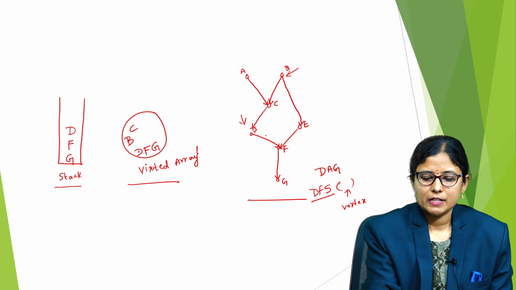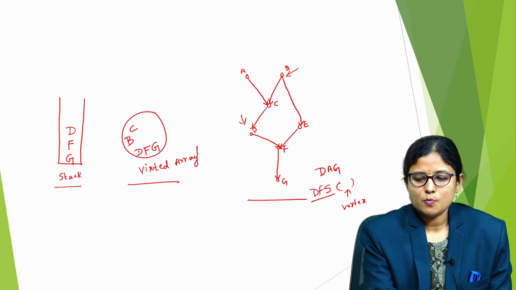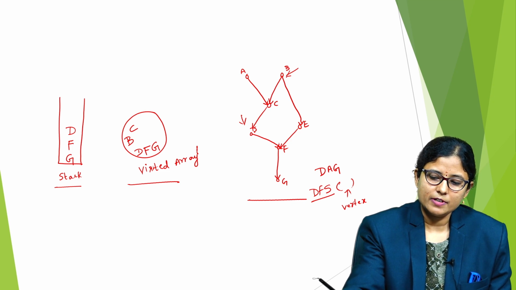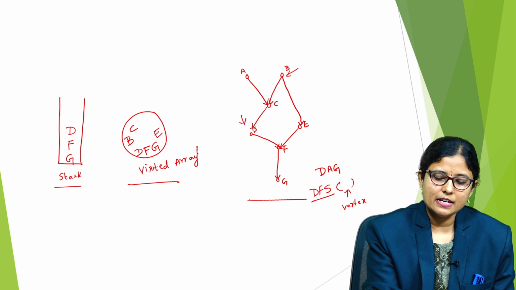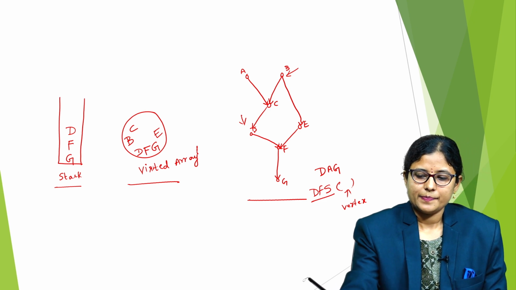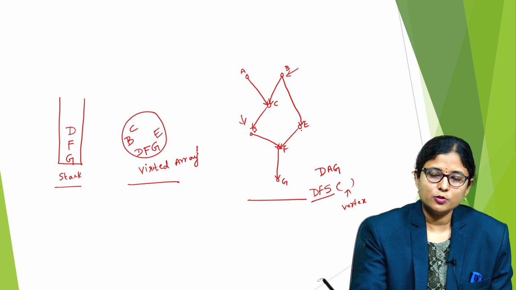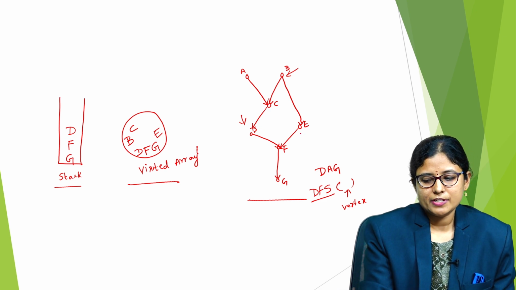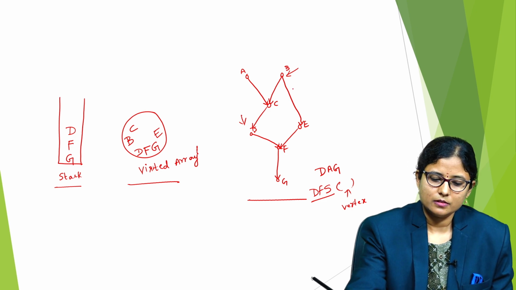So D is already in the visited list. So roll back to vertex B. The other neighbor of vertex B is E. So I am marking the vertex E as visited. We have to explore the neighbors of E now. What is the neighbor of E? F. F is already in the visited list. Roll back to vertex B.